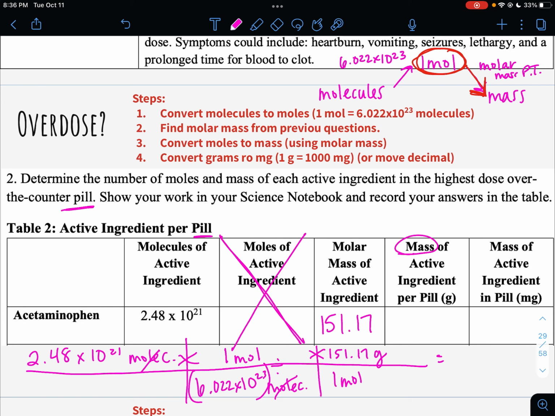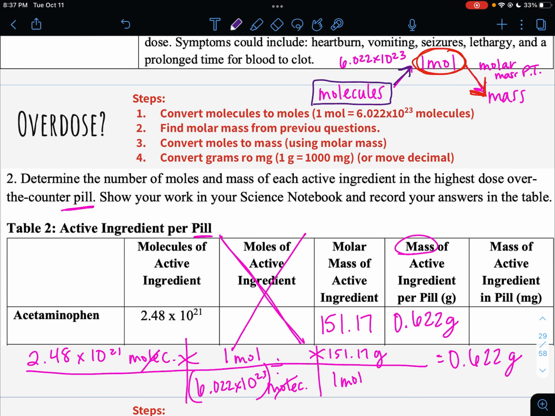Okay. And if you want to pause really quick and do the calculations, you can check your answer once you're finished. So when you plug that in your calculator, you should get something like 0.622 grams. So that's going to be our answer for this part right here. So we've used our mole map, basically, to start at molecules.